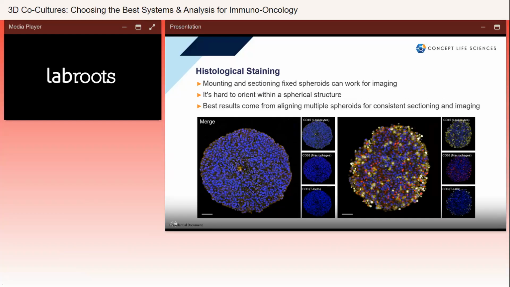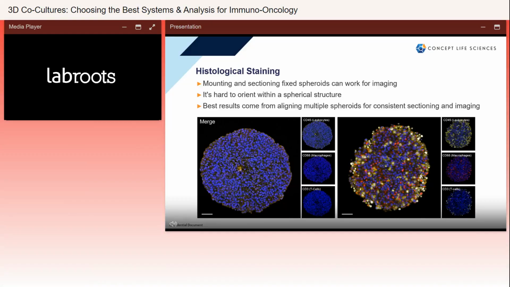Another thing you can do is take your spheres and embed them, and again, do histological staining. So this gets you around the need to just stain the outside of the sphere. You can essentially embed them and have a look throughout. But obviously, you're only looking at a single plane, but it is useful because you can stain them up this way, and it does work.